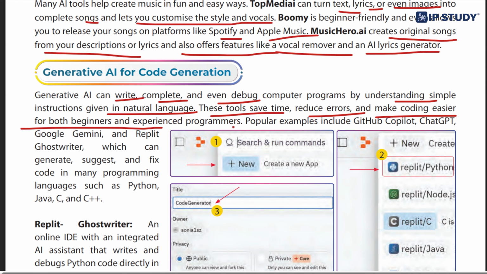Popular examples include GitHub Copilot, ChatGPT, Google Gemini, and Replit Ghostwriter, which can generate, suggest, and fix code in many programming languages such as Python, Java, C, and C++. So, these are some popular tools which can help us in generating, suggesting, and fixing code. And this code can be in the form of Python, Java, or any programming language.